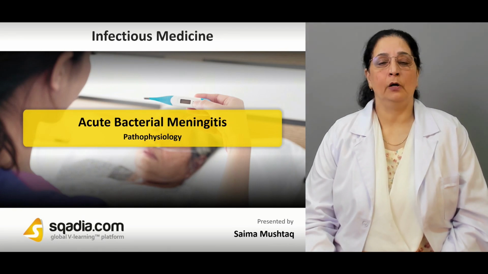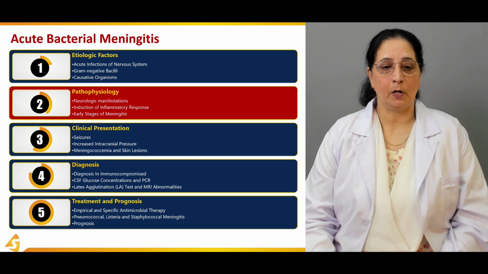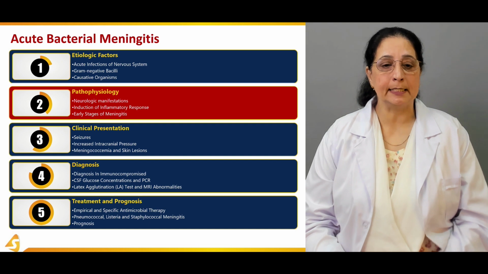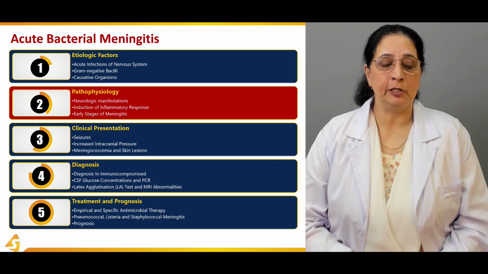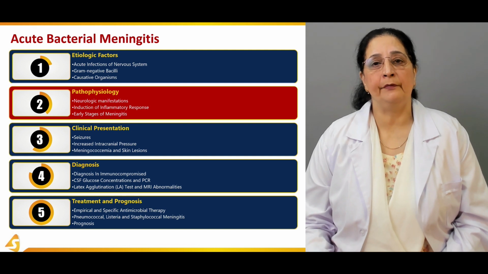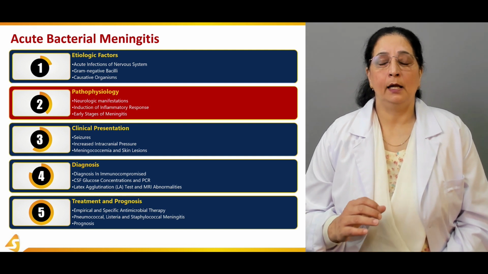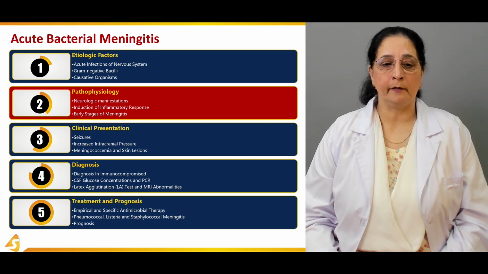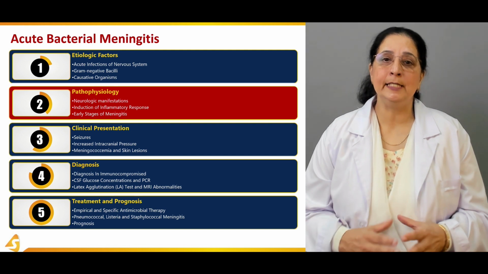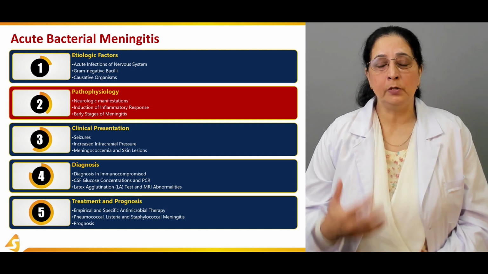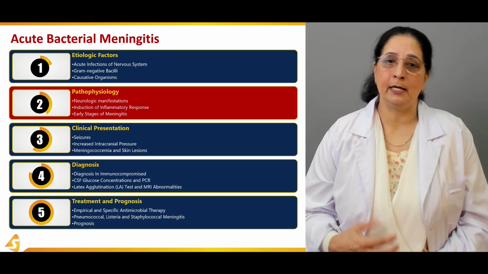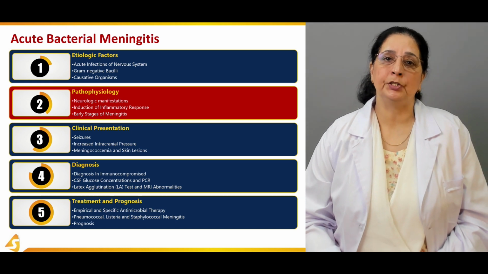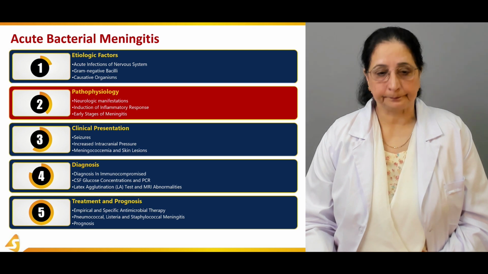In the second section of our lecture, now we will discuss the pathophysiology of acute bacterial meningitis. In this section, we will talk about some neurological manifestations of meningitis. Also, the induction of inflammatory response, and then the early stages of meningitis, how the infection progresses, spreads, and where the colonization occurs. So all that we will discuss in the second section of the lecture.